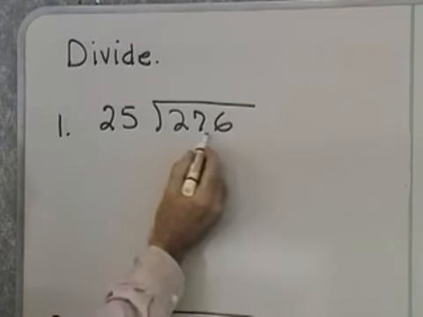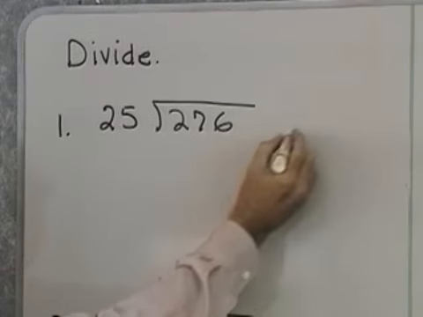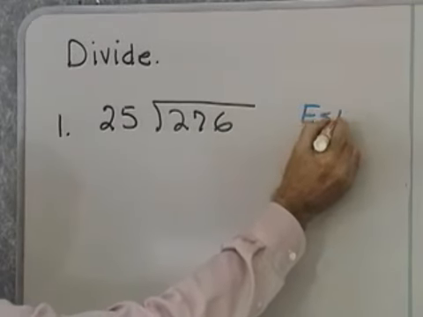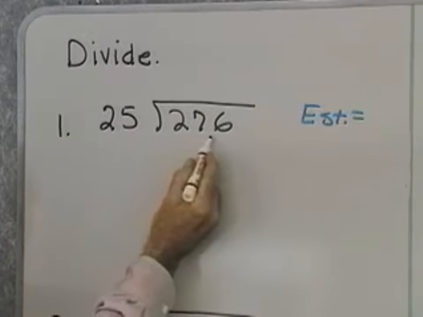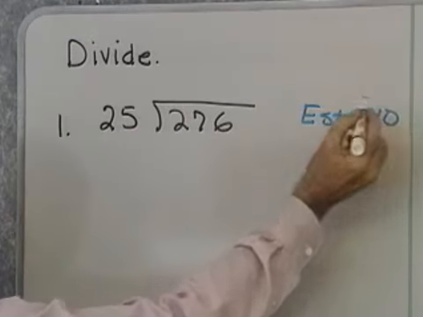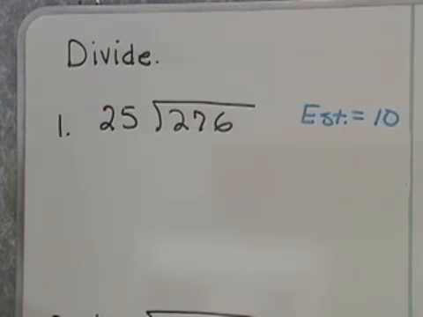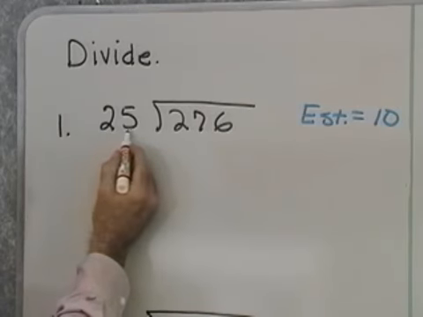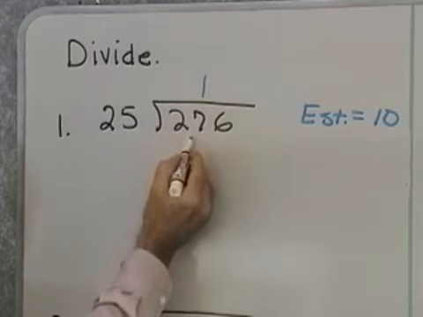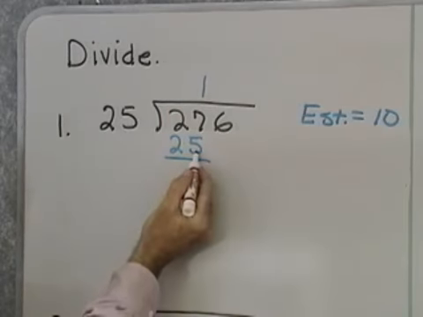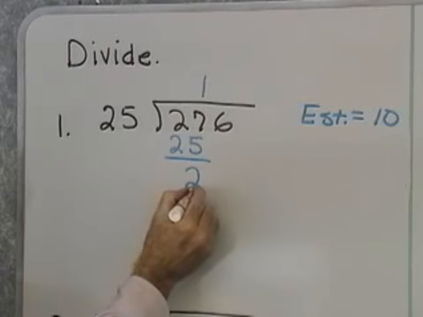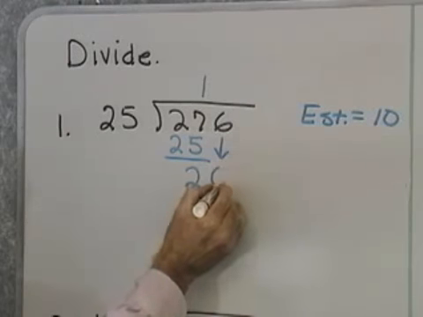So 25 into 276, I'm first going to make an estimate of the answer, just so I can see where I am about. 25 times 10 is going to be 250, so I'm going to say the answer to this is about 10. There's my estimate. Now let's do our regular division, 25 into 27. That will go once. I multiply 1 times 25 and get 25. Subtract 5 from 7 is 2. Bring down the next term, 6.